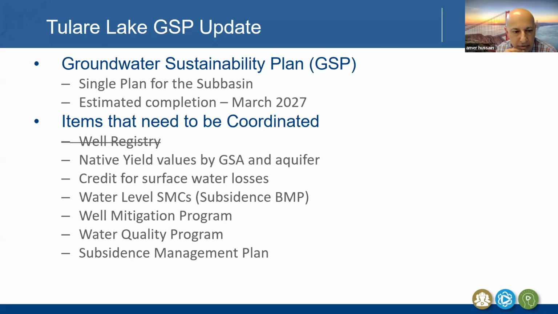So all of these are in various states of being completed. Again, the water quality item is probably the closest to being done, but each of these is underway, and we have someone working on each one of these issues. The groundwater flow model update is going to also help us address some of the native yield values and how some of those losses are going to be handled and things of that nature. So there's some technical issues that still need to be worked through, obviously, and there's a few policy issues that need to be coordinated as well.